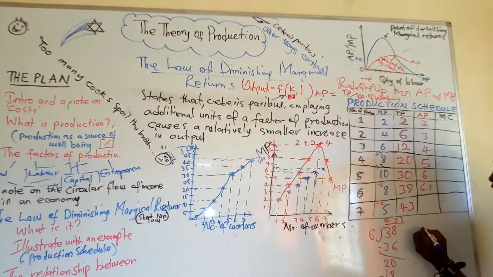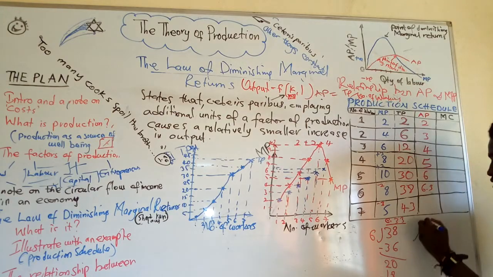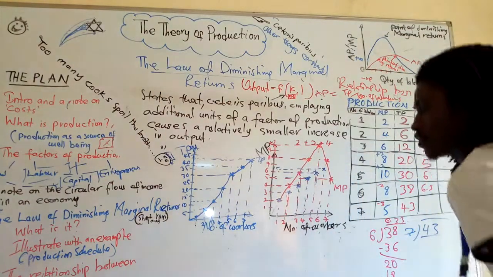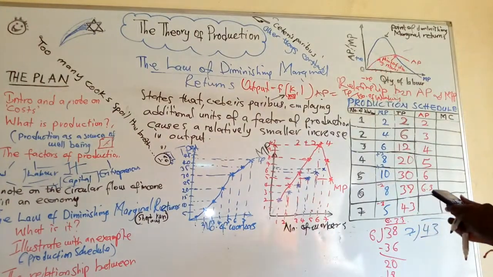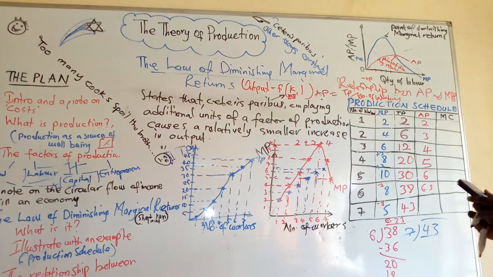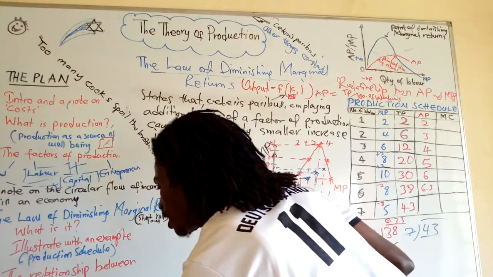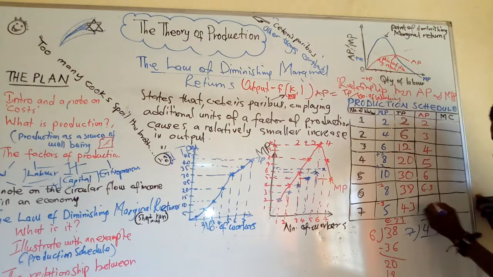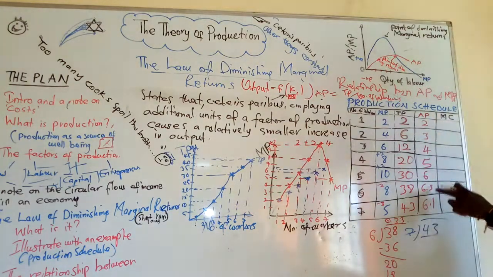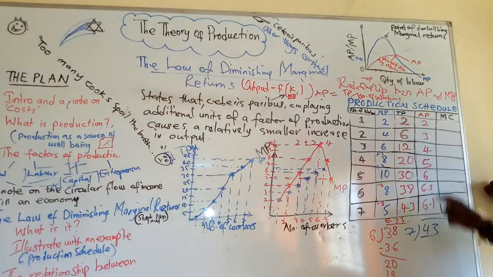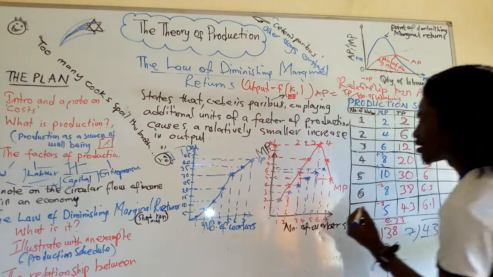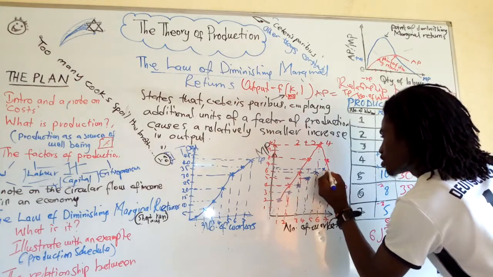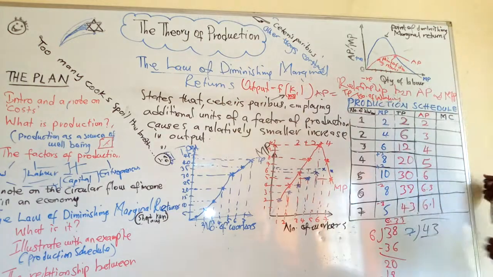And then when we hire the seventh worker, total product is 43. So we have 43 total product divided by 7. Let's do this quickly so we don't waste time. 43 divided by 7 gives us 6.1428. We just summarize that to 6.14, so 6.1 basically, if we put it to one decimal place as we did earlier. So now when we hire the seventh worker, our average product is 6.1 instead of 6.3. So what is happening here?